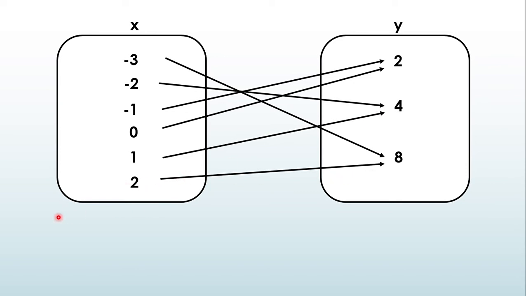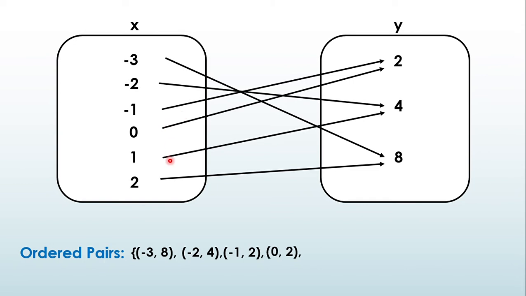Let us write the ordered pairs. The relation from the mapping diagram gives us negative 3, positive 8; negative 2, positive 4; negative 1, positive 2; 0, positive 2; 1, positive 4; and the last ordered pair, positive 2, positive 8.